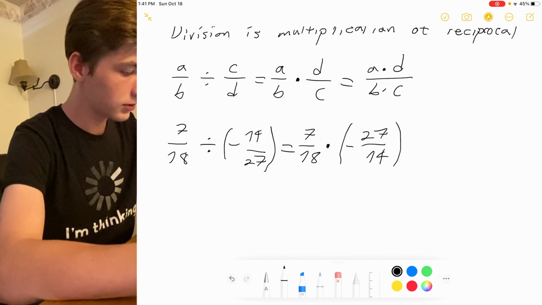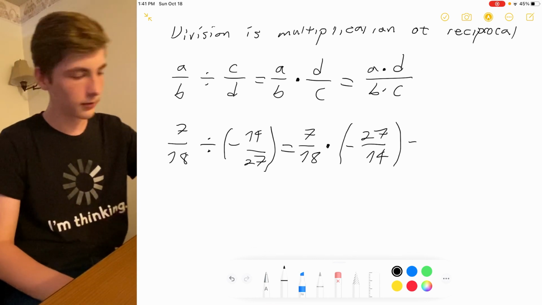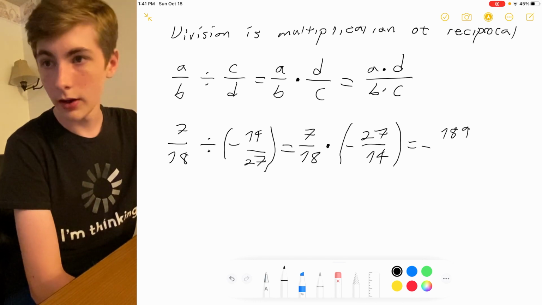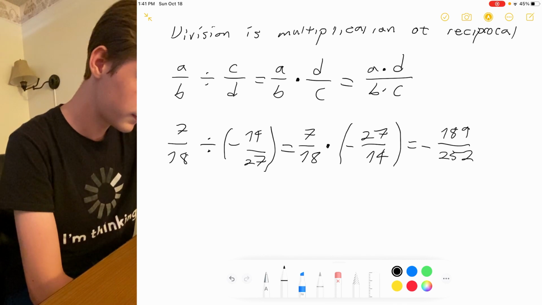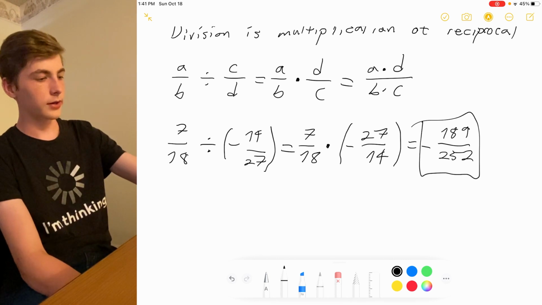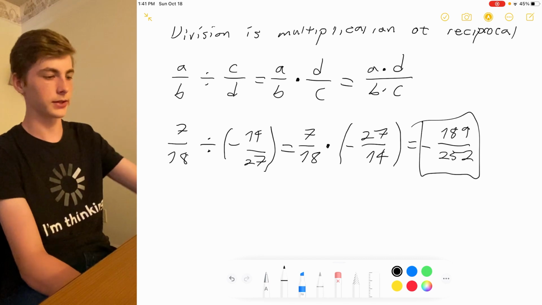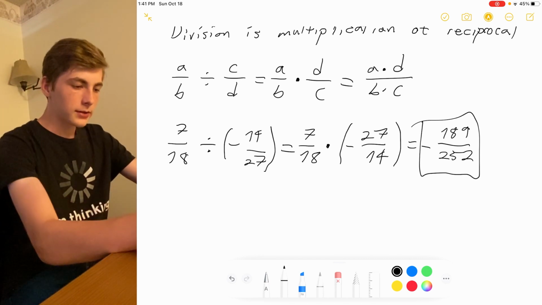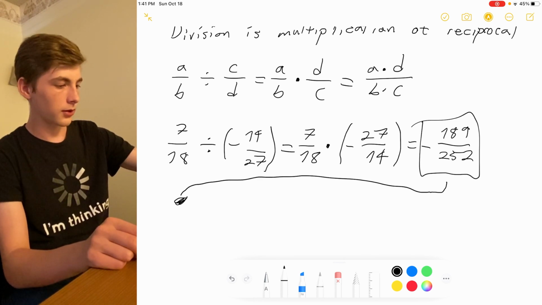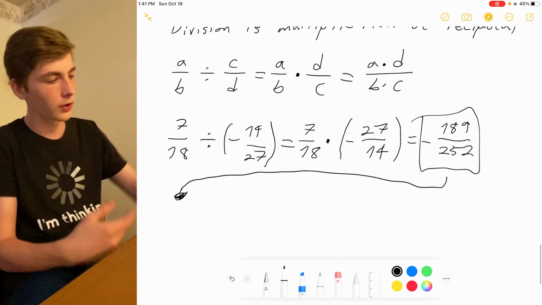Now, we can do some canceling here, but I'm just going to combine them right now, and then we'll simplify it at the end. So negative 189 over 252 is the answer from that. So 7 times 27 is 189. 18 times 14 is 252. That's all I did there. So now let's take this fraction and simplify it, because usually we want the simplified form of a fraction. Oftentimes it's much more useful because it's just that base form, right?